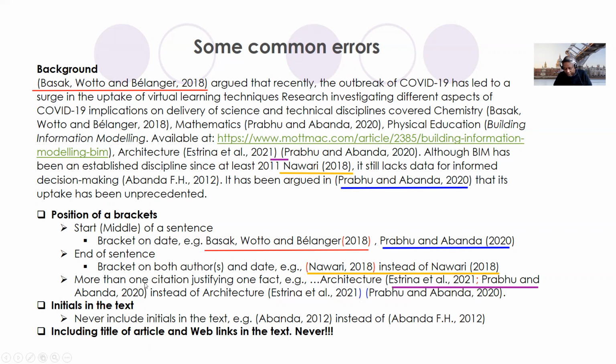Now, initials in the text, okay, never have any initials whatsoever, no initials. So you should have Abanda 2012 instead of Abanda FH. So I don't expect you to have initials on any of the citations. Then also, you don't include the title of the article or the website in the text. So that is really not acceptable at all.